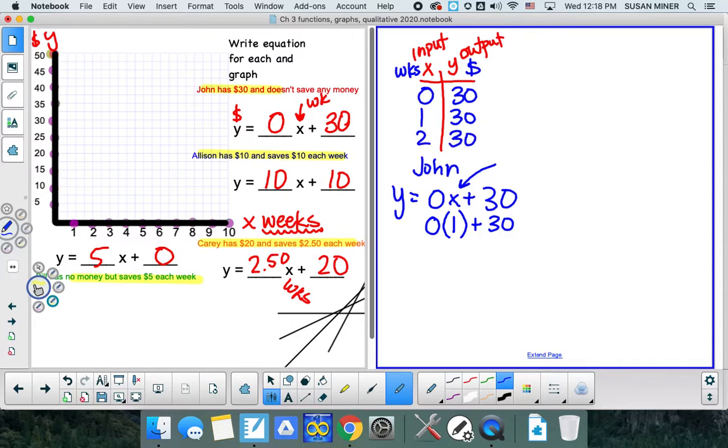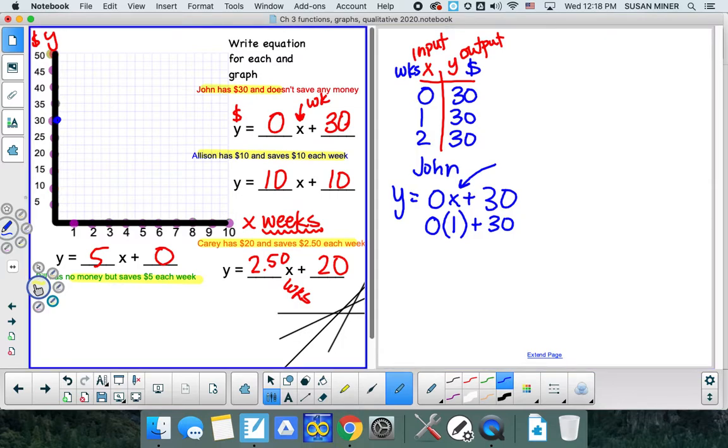And so I could come over here and I could graph John's data. At 0 weeks, he has $30. At 1 week, he has $30, right? At 2 weeks, at 3 weeks. Oh, sorry, 2 weeks is way over here. Now I've done it. Right? At 3 weeks, he still has $30. So John's line, oh, I've still got my highlighter pen.